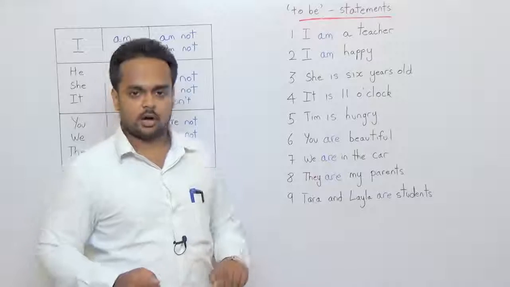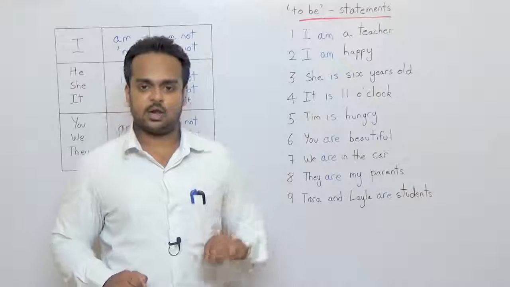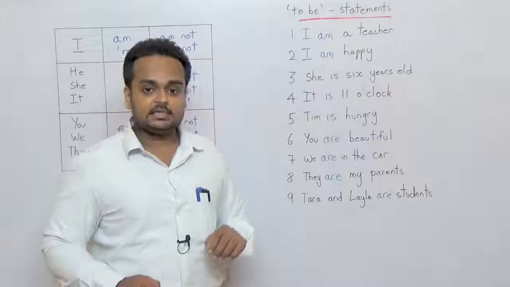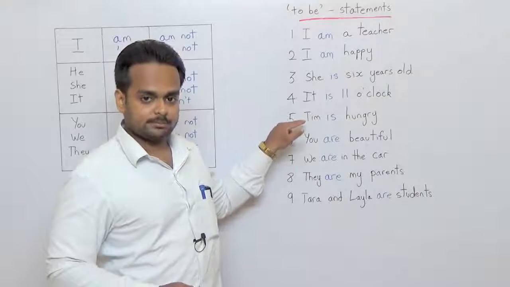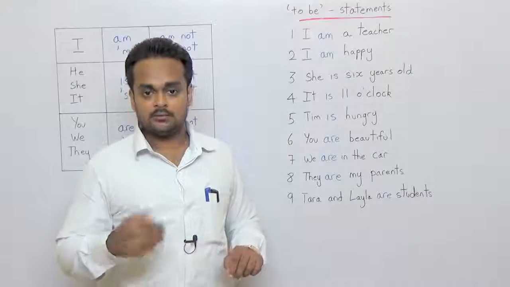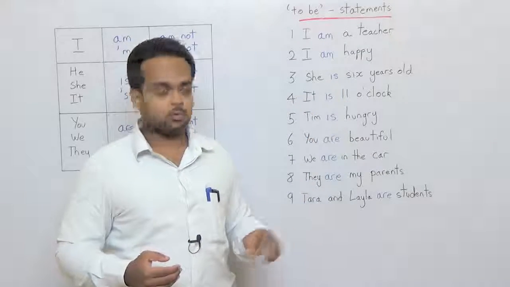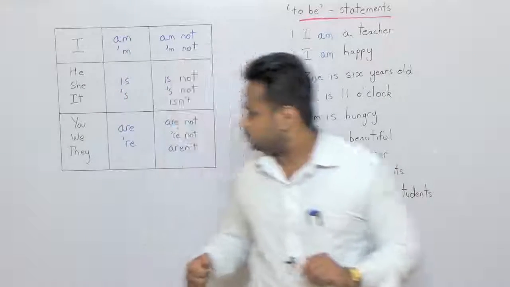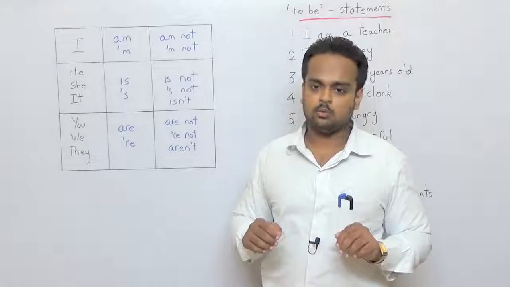It is 11 o'clock. This example talks about the time. So what's the time? It's 11 o'clock. In this example, Tim is hungry. Notice here, we're not using he, she, or it. But Tim is a singular noun. Tim is one person. And in fact, we can also say he is hungry or Tim is hungry. That's the reason we're using is. Singular noun, so is.